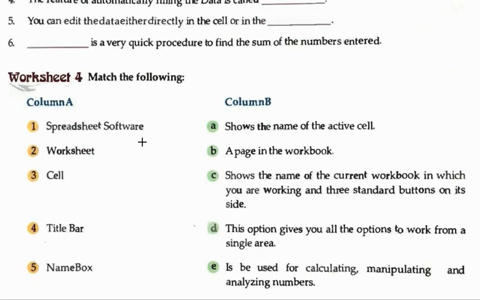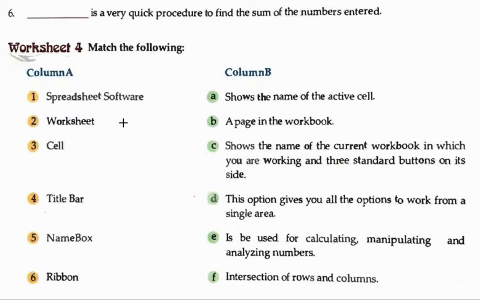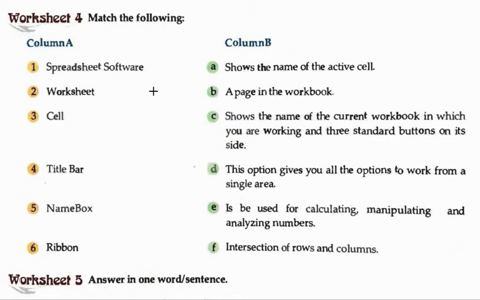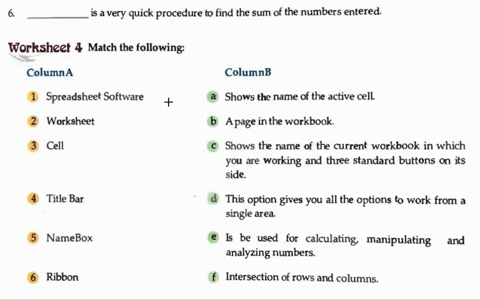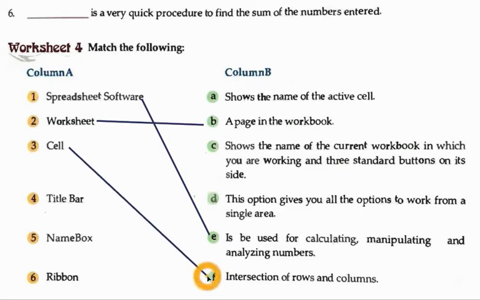Now match the following. Spreadsheet software. What is spreadsheet software? Spreadsheet software is used for calculating, manipulating, and analyzing numbers. What is worksheet? Worksheet, a page in the workbook. C, cell. What is cell? The intersection of rows and columns is known as a cell.